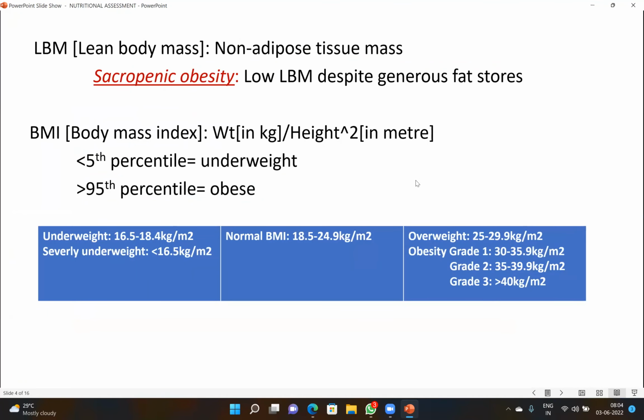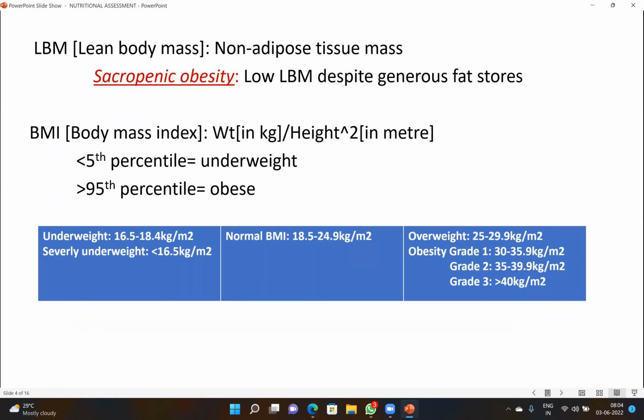Lean body mass represents the non-adipose tissue mass. Sarcopenic obesity represents a low lean body mass despite generous fat stored. In such patients, there is high risk of post-op complications and malnutrition.